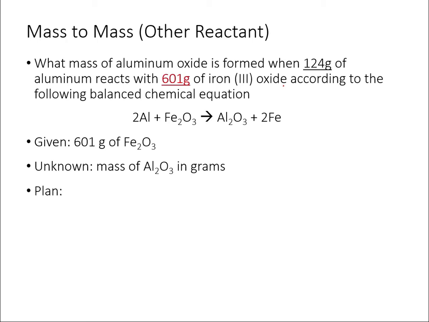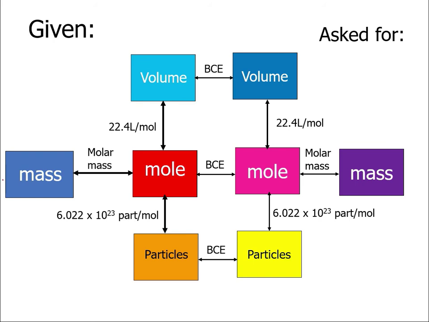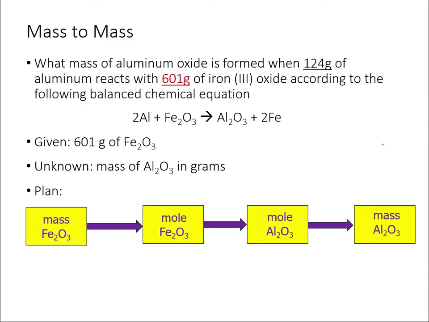We still have to come up with a plan. The plan is going to be very, very similar. We're going to start with mass, but this time the mass we're dealing with is the iron oxide. Go to moles of iron oxide. Go to moles of aluminum oxide. And then go to mass of aluminum oxide. So our plan looks nearly the same. The only difference is for the first step and the second step, we have a different starting compound.